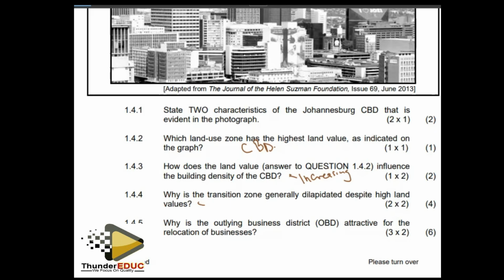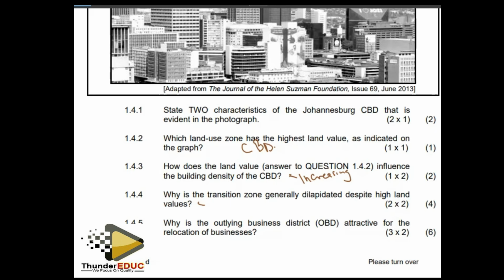the owners of the buildings in the transition zone are hesitant to renovate. They do not like to renovate. That's why the transition zone generally dilapidates despite the land value. They don't want to take it upon themselves to improve the building's quality. Why? Because most of the people come and settle in that area. Some of them misuse the things that are there, and then it becomes so costly for them to renovate. So they do not want to renovate. That's why eventually the buildings become dilapidated, but the land value remains high.